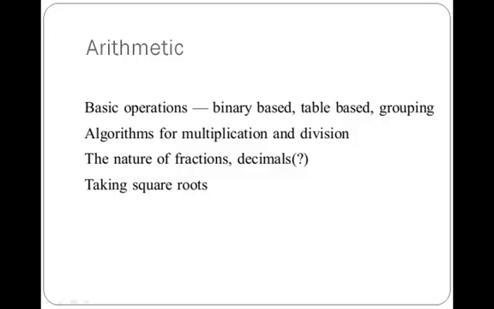The basic operations of arithmetic are considered in the following lectures. There's the binary based, there's table based, and then there's the idea of grouping of symbols to produce numbers and to do arithmetic. Then we'll discuss algorithms for multiplication and division and how they have evolved over the last 2 millennia. We'll talk about the nature of fractions and their companion decimals, which came along much later, remarkably. And then we'll talk about taking square roots and finding these so-called incommensurables and all the other kinds of numbers that are scattered about.